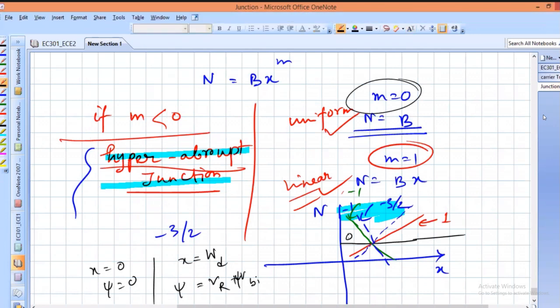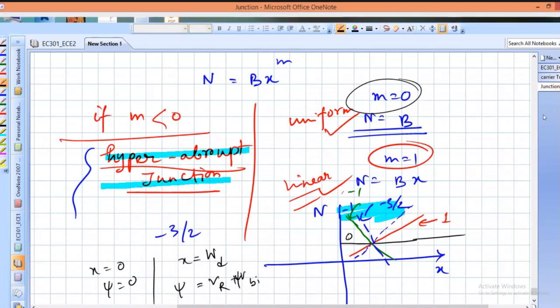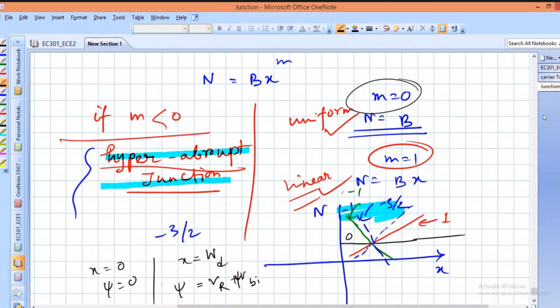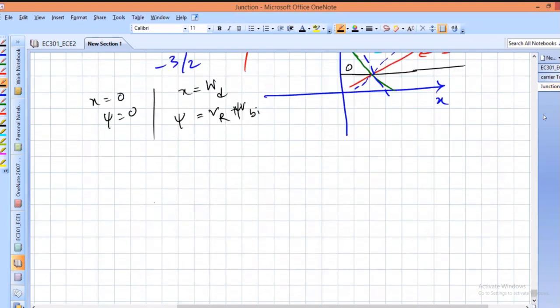Sorry, I forgot to mention psi VBI. Okay, so this is the built-in potential. I write it down in that way so that I can differentiate this. This is some different form of diode. My objective is to calculate the depletion region width and the differential depletion capacitance.